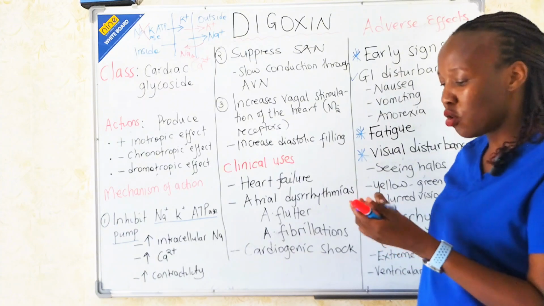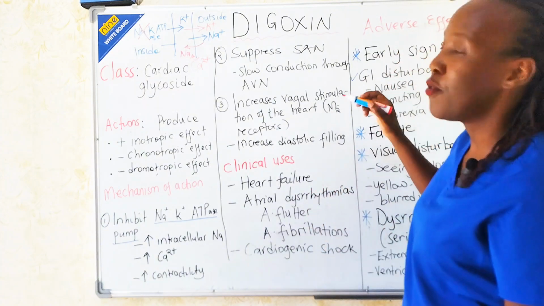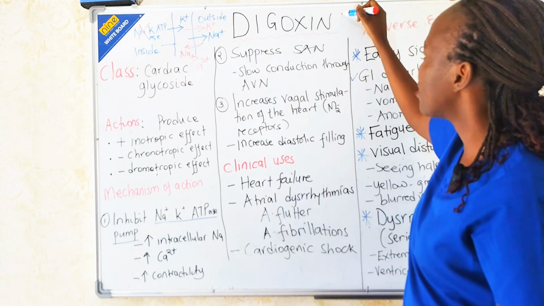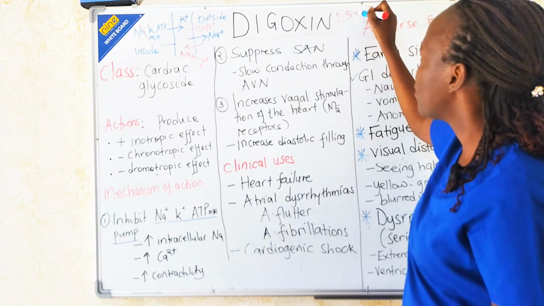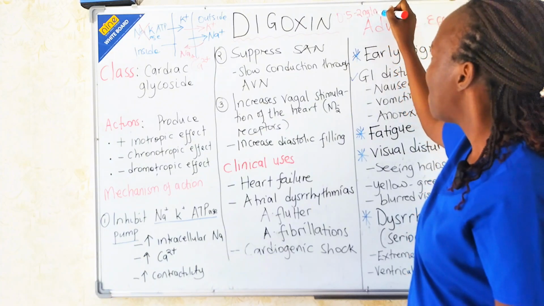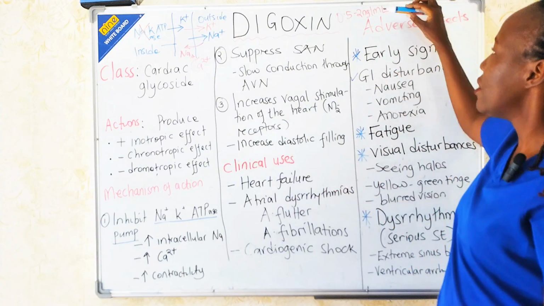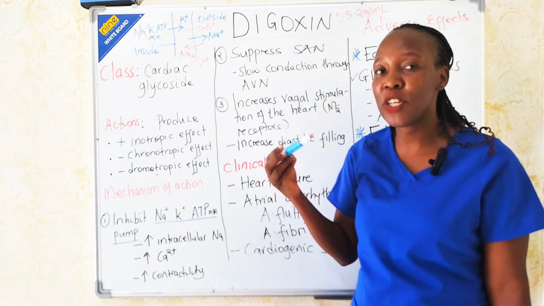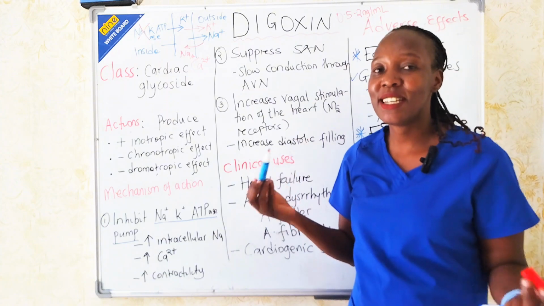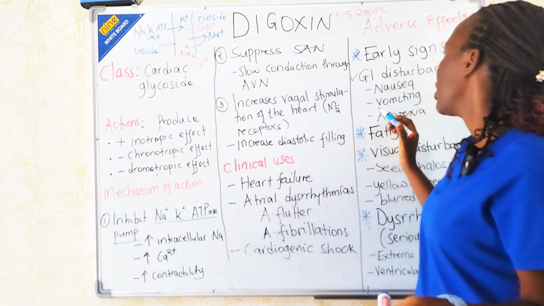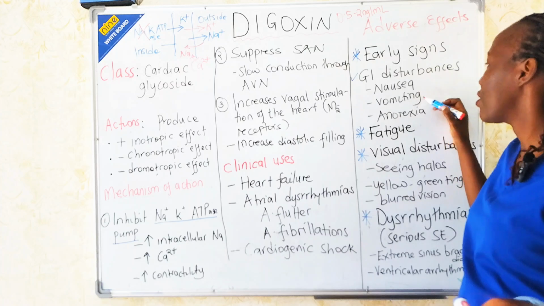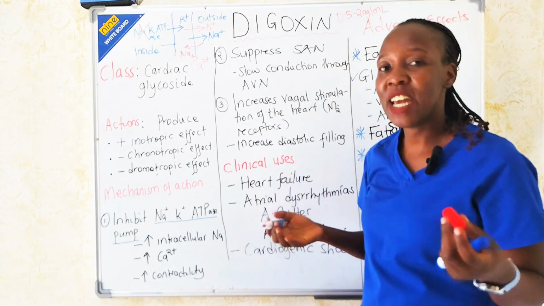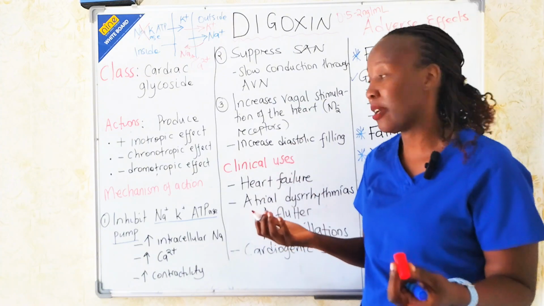So as the levels of digoxin start to rise above 2 nanograms per mil, because the therapeutic level of digoxin is 0.5 to 2 nanograms per mil of blood, if digoxin levels start to go beyond 2, the patient is going to start experiencing certain effects. And those earlier effects are going to be mainly GI disturbances, for example, nausea, vomiting, anorexia. Some patients may even report diarrhea. In pediatric patients, you might see them vomiting.